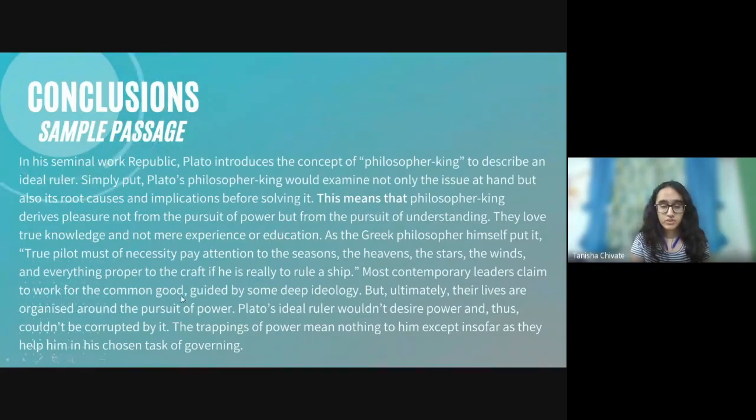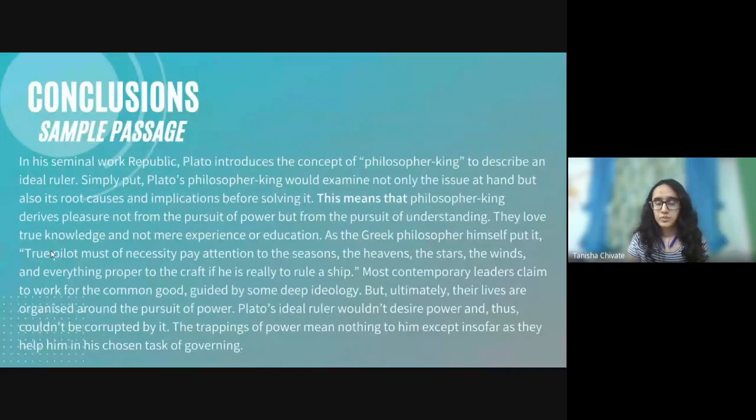Plato's ideal ruler wouldn't desire power, and thus couldn't be corrupted by it. The trappings of power mean nothing to him except insofar as they help him in the chosen task of governing. Now, you read this once and you're confused, all right? I think most of you are. I was confused when I read it for the first time. It's a lot of information to handle.